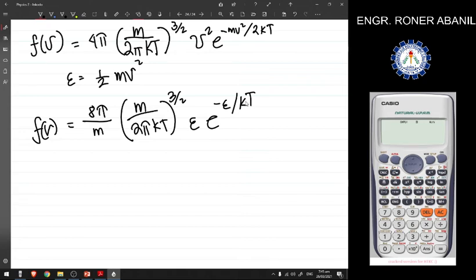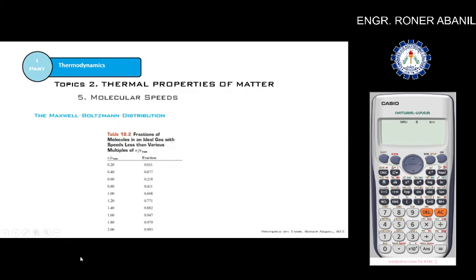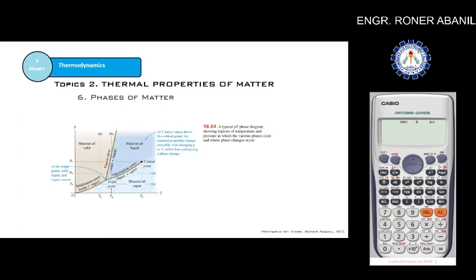We leave it to you, na ma-prove natin yung peak of each curve occurs when epsilon equals kT, no? Okay. So, pasok tayo sa number 6. So, ito pala guys yung fractional molecule, yung ideal gas with the less of various multiple. Okay? So, dito tayo sa phases of matter.